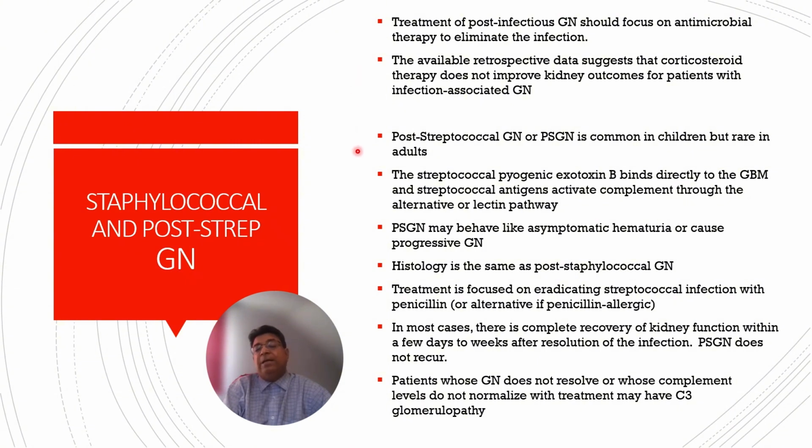Post-streptococcal GN is common in children but rare in adults. The streptococcal pyogenic exotoxin B binds directly to the glomerular basement membrane, and streptococcal antigens activate complement through the alternative or lectin pathway. Post-strep GN may behave like asymptomatic hematuria or cause progressive glomerulonephritis. Histology is the same as post-staphylococcal GN.